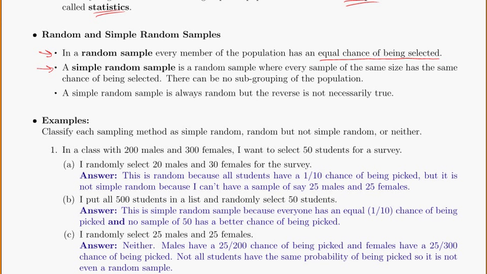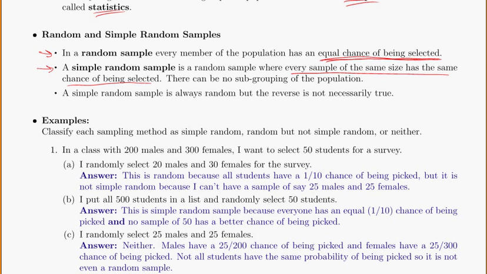In a simple random sample, it's a little bit different, and the difference is somewhat subtle. First off, every member has an equal chance, so it is immediately random. So that's required. But in addition to that, every sample of the same size has the same chance of being selected. What that means is you can't take the population and subgroup it or divide it in any kind of way. It means every sample from that population of a given size has the same probability of being selected. We'll get into specific examples and recognizing the difference here soon.